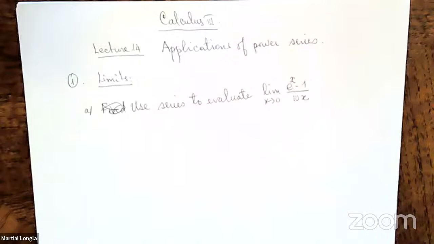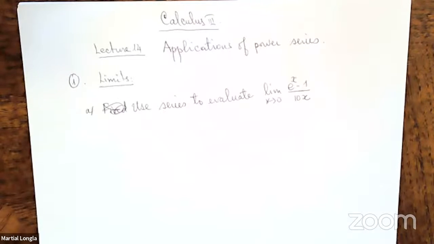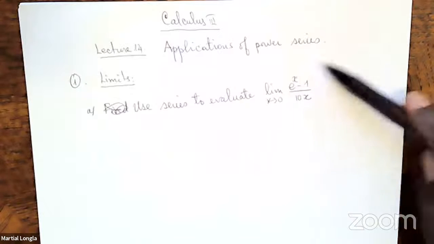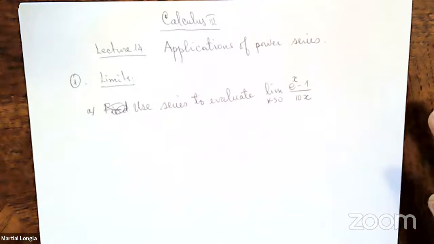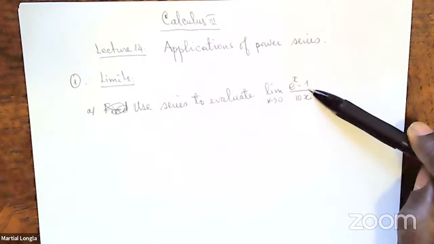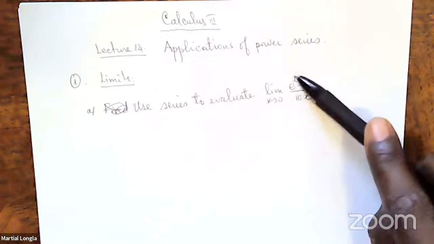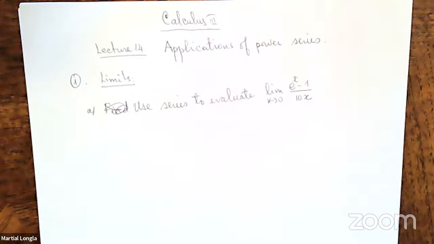But in this class, after seeing that we can represent a function by means of a power series, we will ask you to find limits using the power series. So you find the power series of the functions that are involved, you plug them in, and you see what the limit is equal to. In this case, e to the x minus 1 is the numerator. The denominator is 10x. It's already a power of x, so there's no problem with that. The numerator is e to the x minus 1. So we want to represent that numerator as a power series as well.